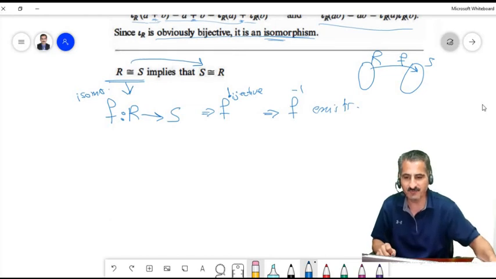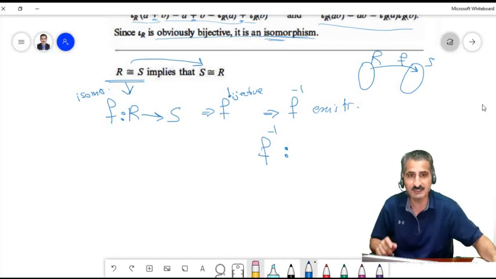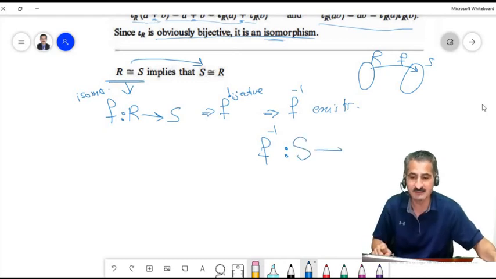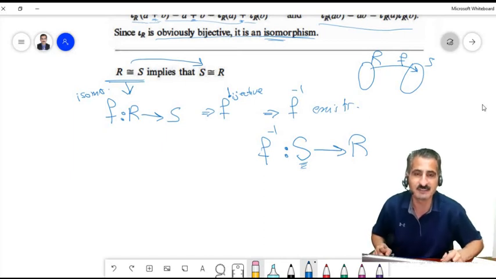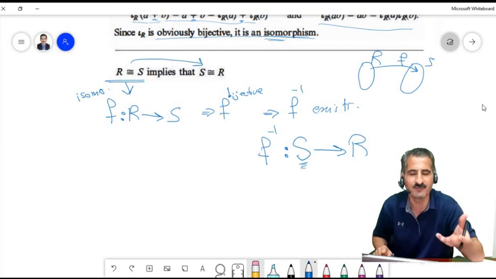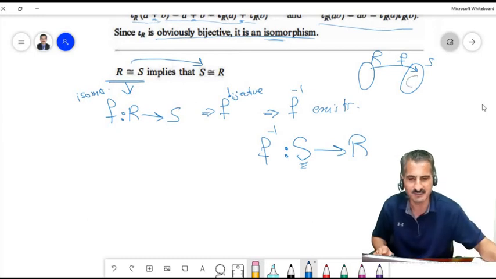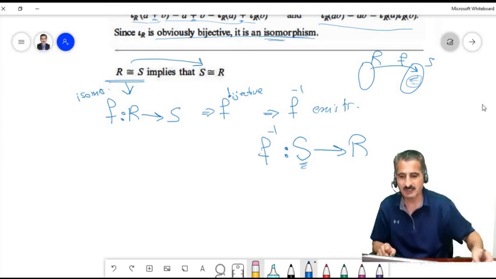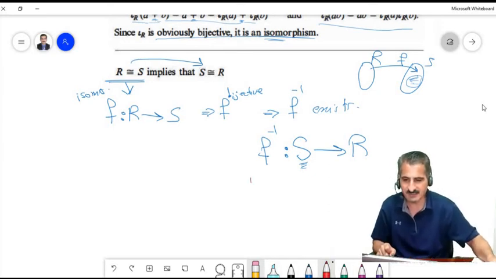So F inverse exists. Now F inverse is defined from, see what I'm writing here, from S to R. Now I can freely write that it starts from S. I did not say it starts from the image of F, from some subset inside S. It starts from the whole S. Okay, now the question here: is this an isomorphism?